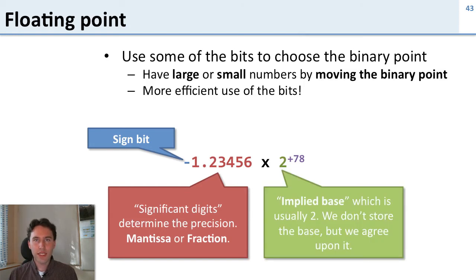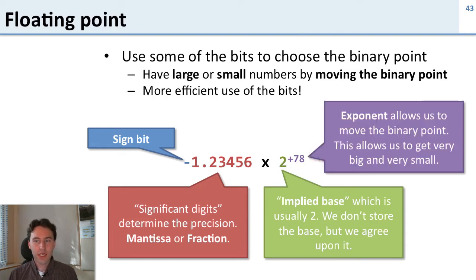We then have a base, which is typically an implied base. That is, we don't store the base in the number, but everybody agrees that the base is going to be 2. And finally, we have an exponent. This is the part that allows us to move the binary point. When we take the mantissa and we multiply it by 2 to the something, that's the same thing as moving the binary point left or right.